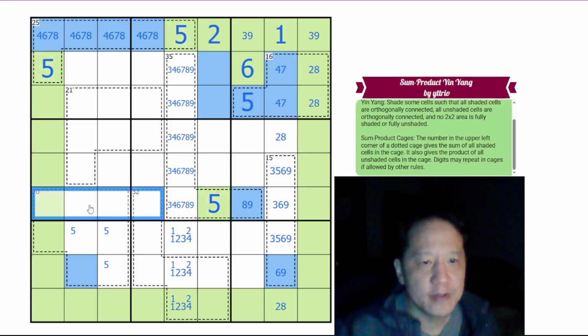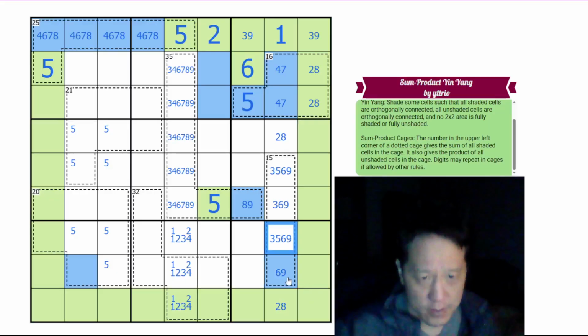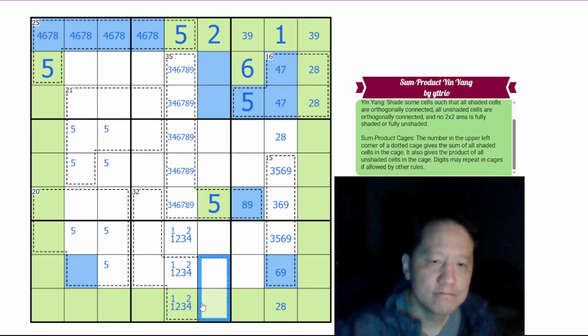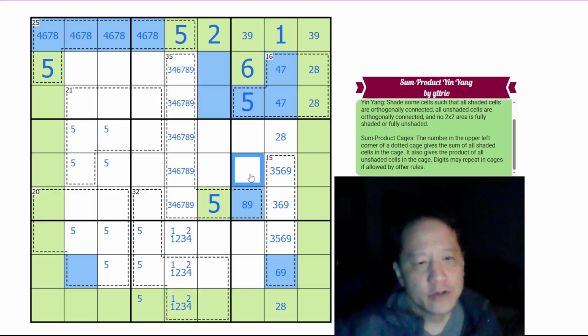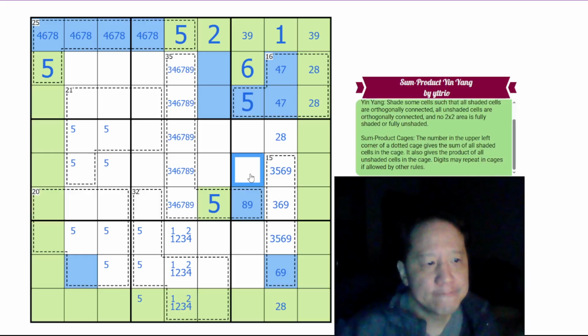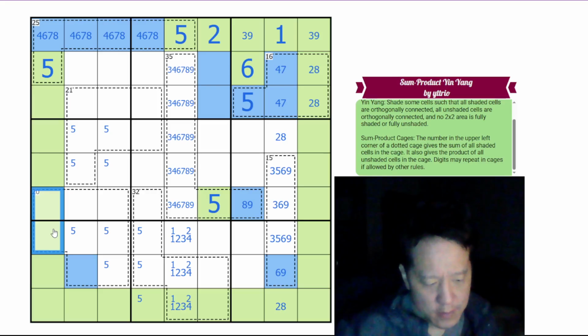So 5 can't be here, 5 can't be here. 5 is one of these 4 here. 5 has to be one of these 3 here. Okay. One of these, I think, has to be a 1. To multiply to 20, you cannot have a 5 here.